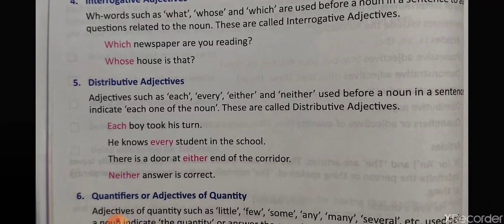So distributive adjectives are used when we have to talk about the whole group, but we cannot take everybody's name, so we use each, every, neither, nor, either, or these kinds of words, in which we don't have to take the name of the whole group, but we are actually taking all of them particularly in our consideration. So each boy took his turn. He knows every student in the school. There is a door at either end of the corridor.